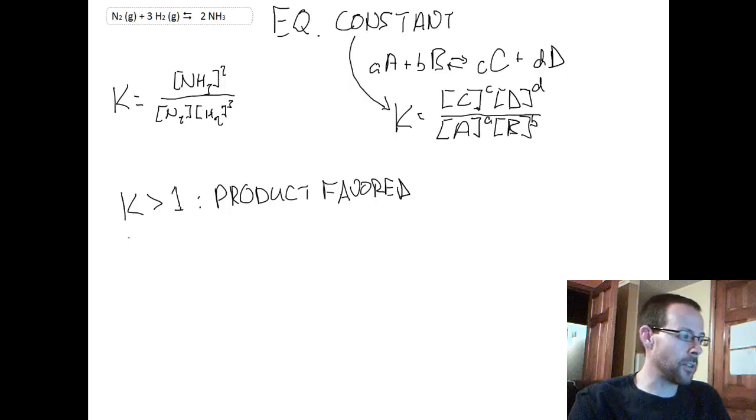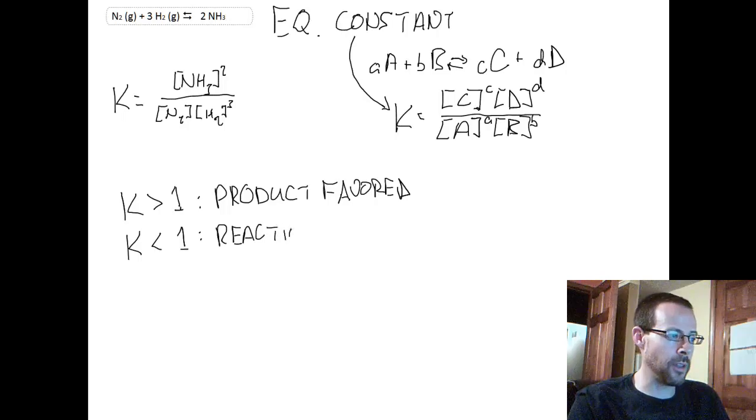The converse is also true. If K is less than 1, it is reactant favored, or it tends to go in the reverse reaction instead of the forward reaction. That makes sense, because if we have a small number, our denominator is large and our numerator is small. Why is our denominator large? Because our reaction is making more of our reactants than our products. We have a lot of reactants and very few products, and small divided by big gives us a small number.